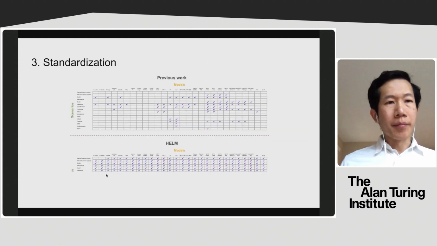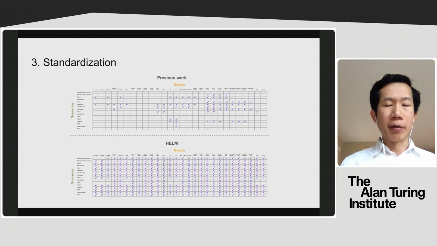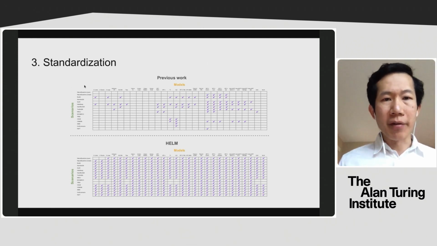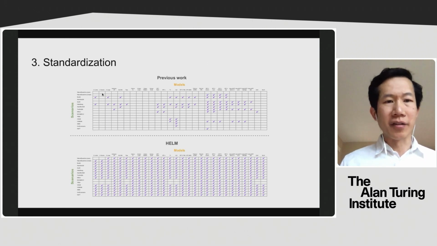So the third point is one of standardization. A lot of benchmarking has happened. Every language modeling paper that has come out has done some evaluation. But when we look across all the models, so now the columns are models instead of metrics, it's probably a little too small to see, but it doesn't really matter what the individual models are.